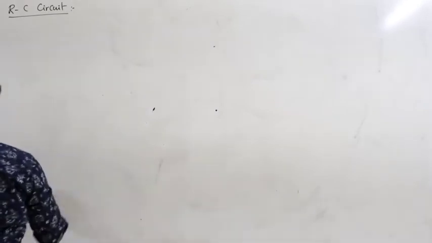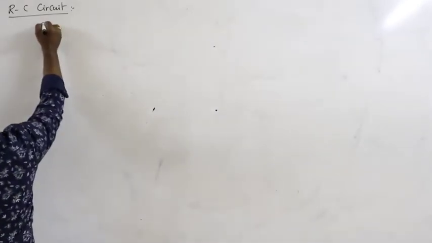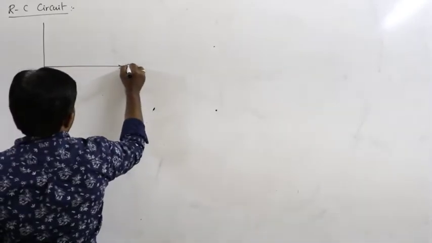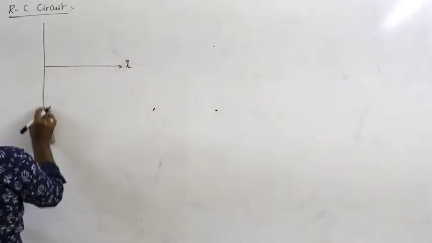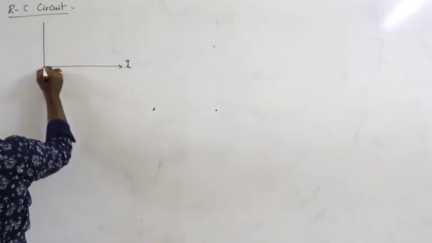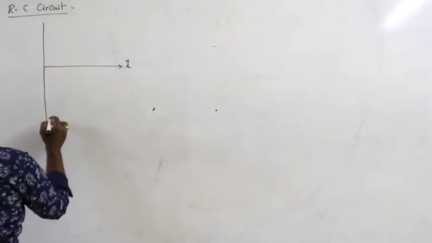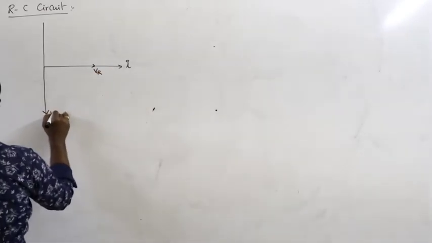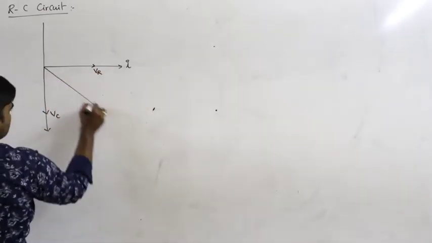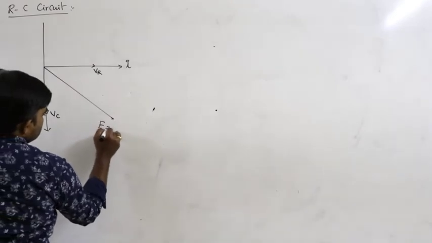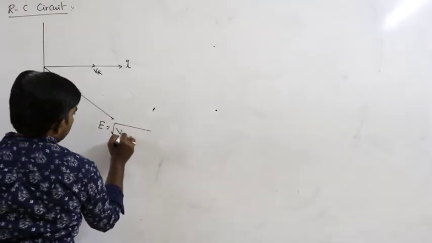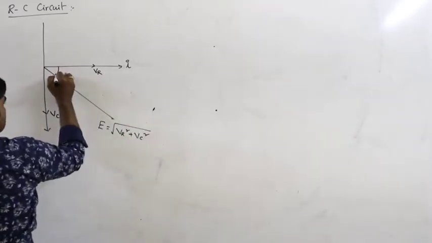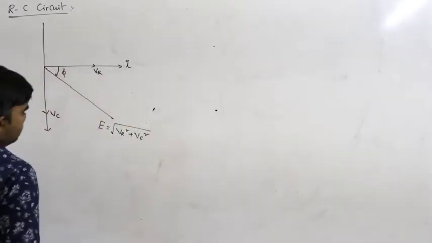So, first, based on this phasor diagram. This is the phasor diagram. This is VR and this is VC, and this is the net potential E, which is equal to the square root of VR square plus VC square. And this is the phase angle phi.